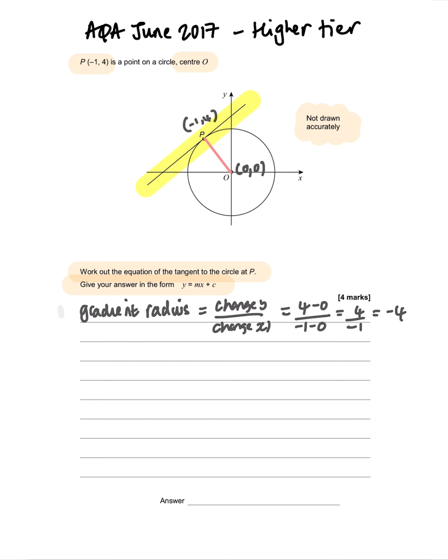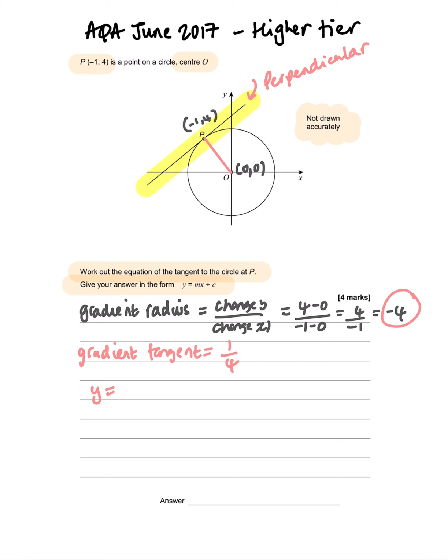So what we need to notice here is that the tangent to the circle, the straight line that we're interested in, is perpendicular to the radius. Because it's perpendicular, it has the negative reciprocal gradient. So the gradient of the tangent is the negative reciprocal of -4. The reciprocal of 4 is 1 over 4. The negative reciprocal of -4 would be positive a quarter. So the gradient of the tangent is a quarter.